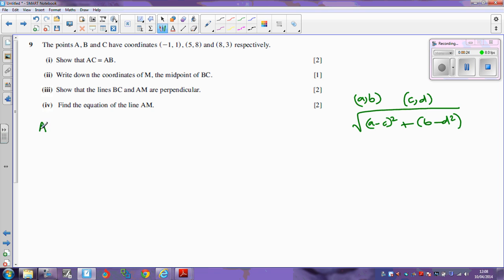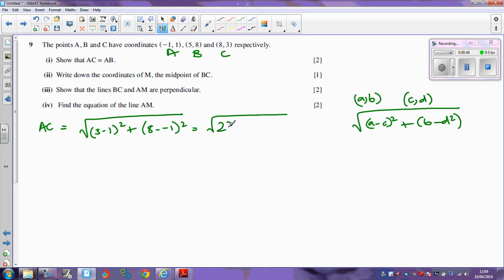Okay, so let's find AC first of all. So the length of AC is going to be the square root of, let's just note which is which, A, B, and C. So from A to C, I'm going to do 3 minus 1 squared plus 8 minus minus 1 squared, which is the same as, well, that's 2 squared plus 9 squared, which is the square root of 4 plus 81, or root 85.